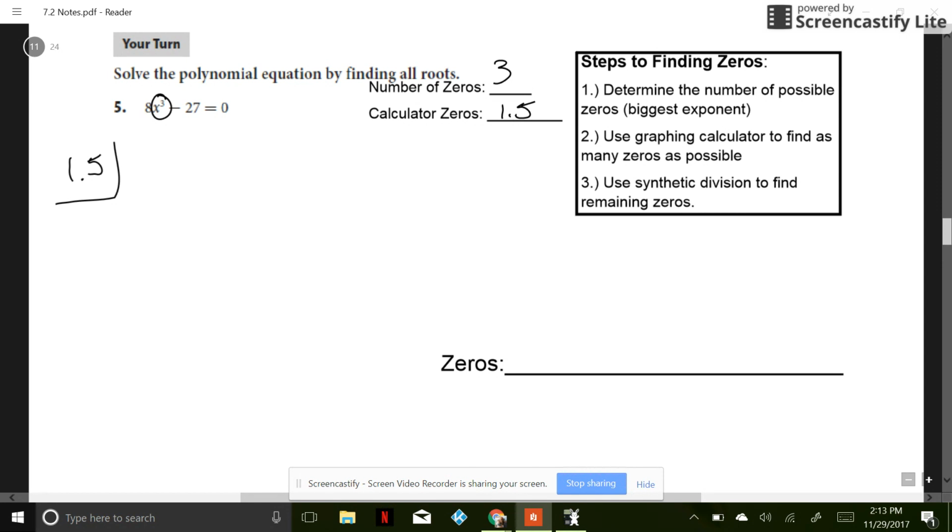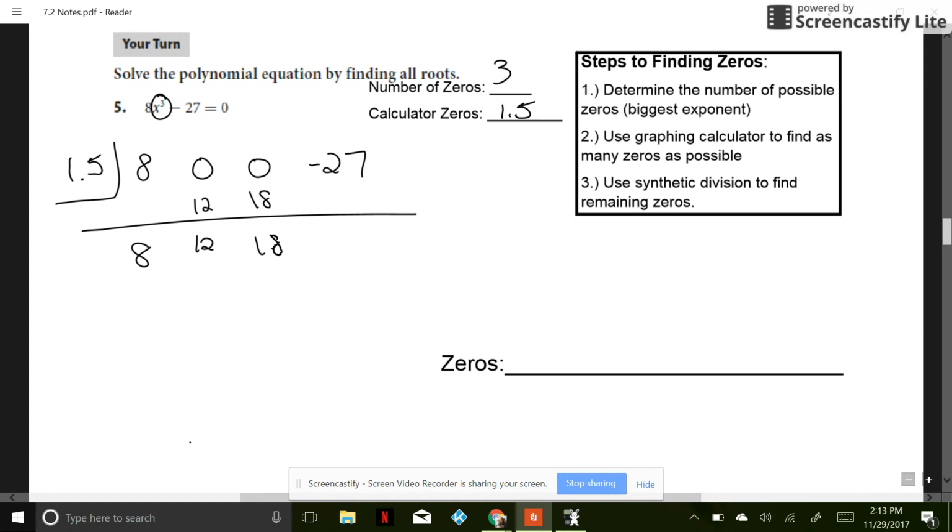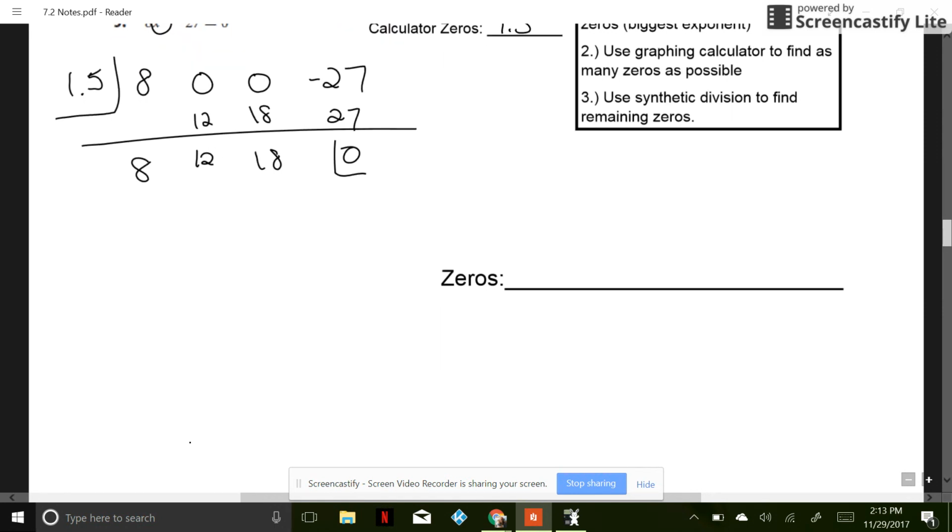So we take our 0 we know is a factor. We set up our equation, 8x cubed, 0x squared, 0x, and then minus 27. So we bring down the 8. 1.5 times 8 is 12. Add down. 0 plus 12 is 12. 1.5 times 12 is 18. 0 plus 18 is 18. 1.5 times 18 is 27. Add to get 0. That's what we wanted. So this leaves us with the function 8x squared plus 12x plus 18.